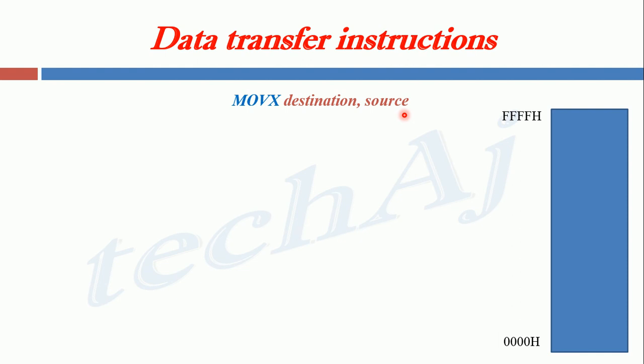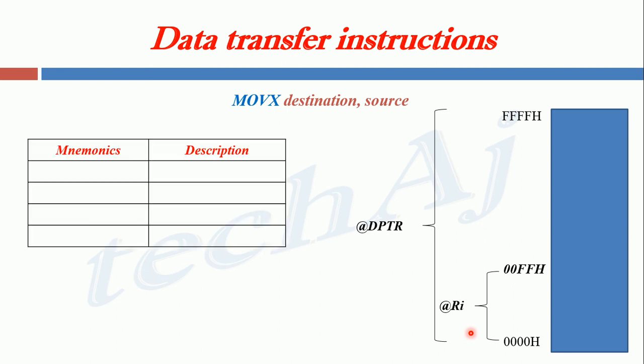Now, whenever the MOVX instruction is used to read the data from external memory or write the data to the external memory, the address pointers are used, either @dptr or @ri. When we use @ri to point the address, it can point to the address locations from 00h to FFh, as registers are 8-bit. To point all the address locations of external memory, we have to use dptr as an address pointer. Now, let's see the MOVX instructions.